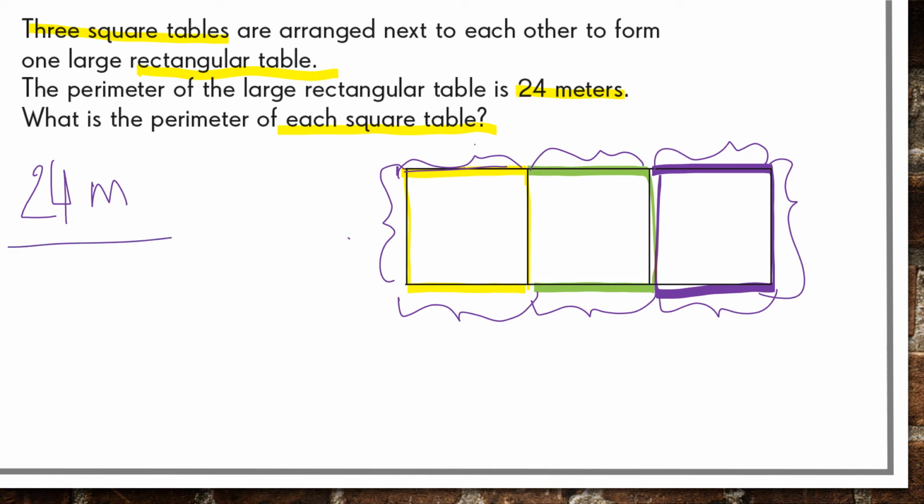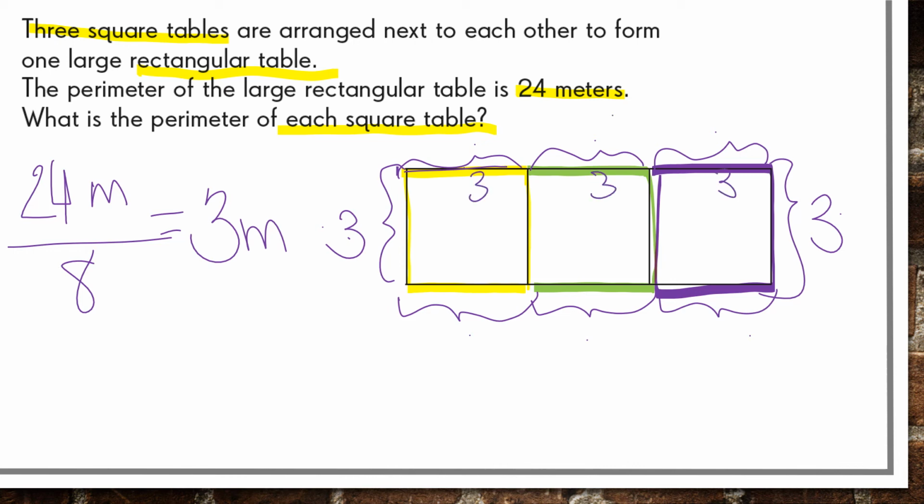So I have 1, 2, 3, 4, 5, 6, 7, 8 sides. So let's see what happens. What if I have 24 meters shared by 8? That would be 3 meters. So that would mean each one of these ends, left and right side, will be 3 meters. But that means each of these is 3 also.